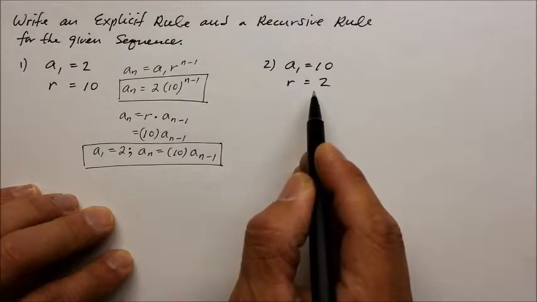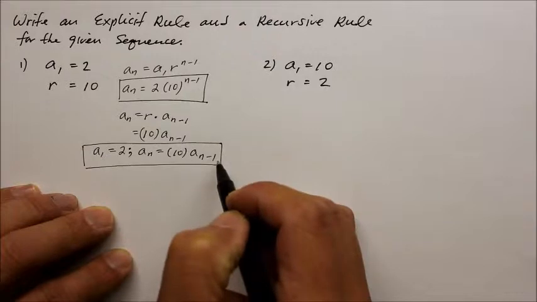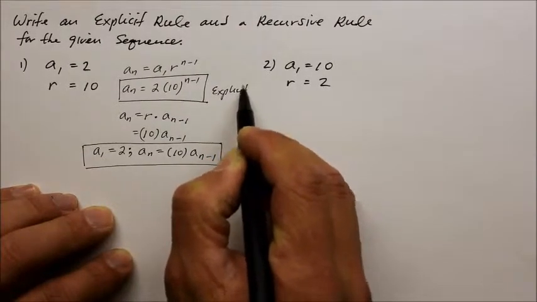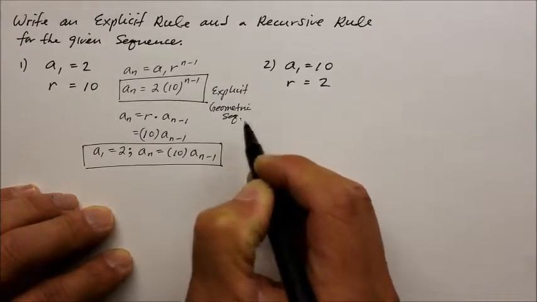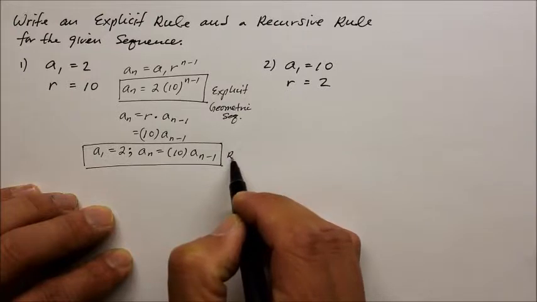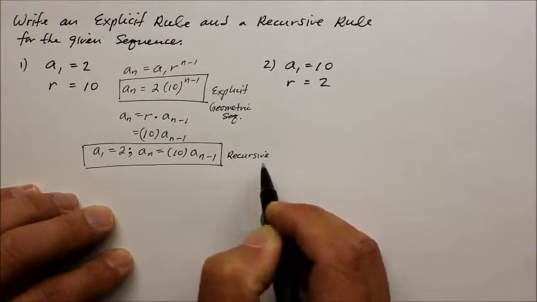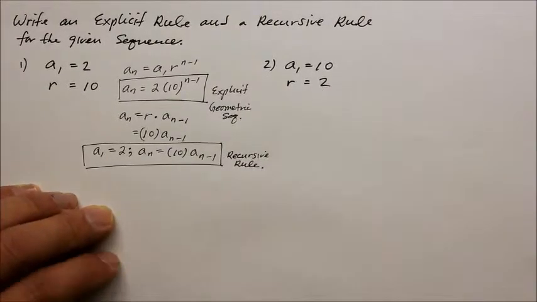You might have to rewind the video to get the idea of how this is the explicit rule and this is the recursive rule. Let me write that down. Explicit: in the past we called this the geometric sequence general rule. And now this is the recursive, which defines the series in terms of the initial value, or the term before that. Okay, now you try that one.